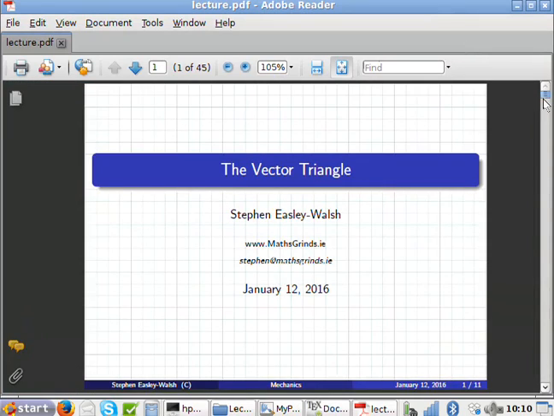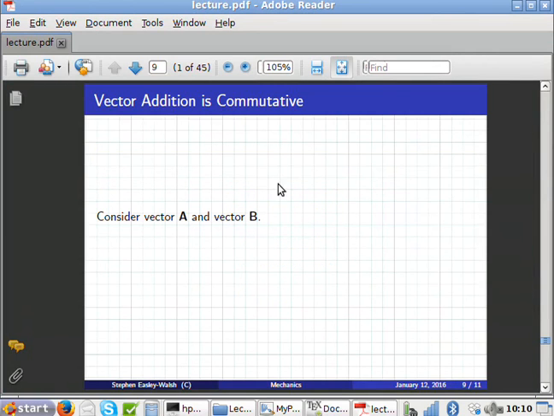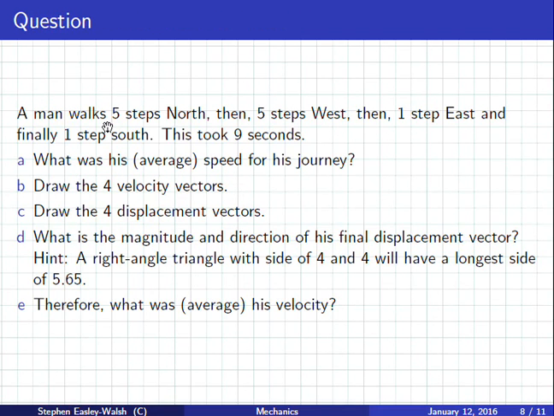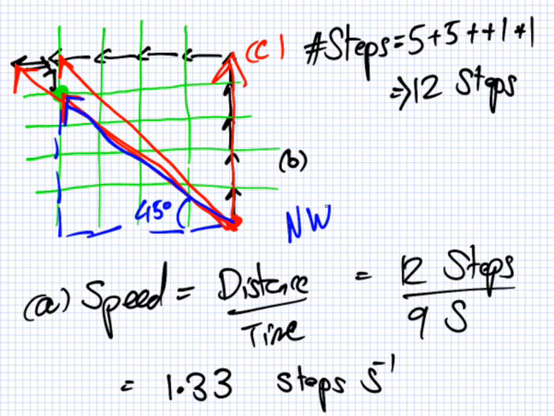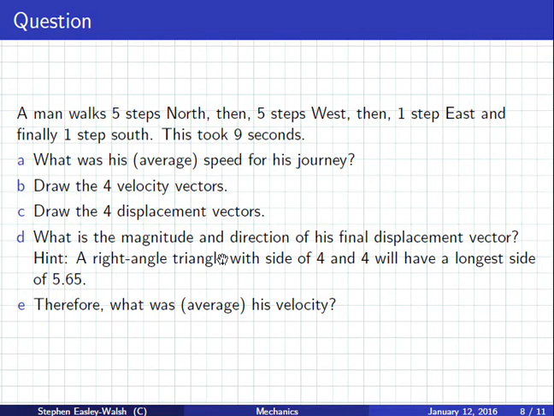Okay, do you want to write that down then? Although that was a tricky question, I wasn't really expecting anyone to get that. Yep. Okay.